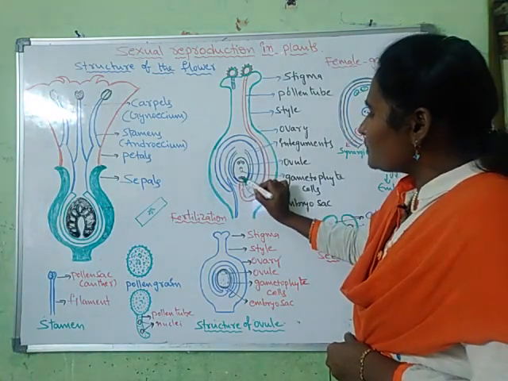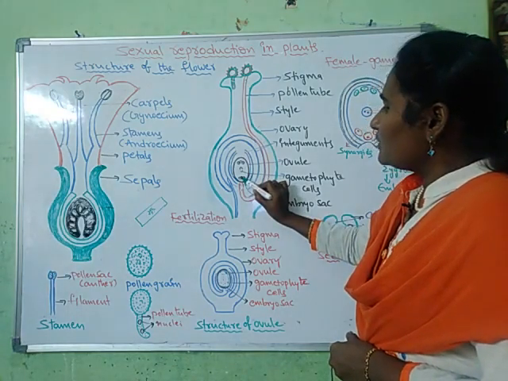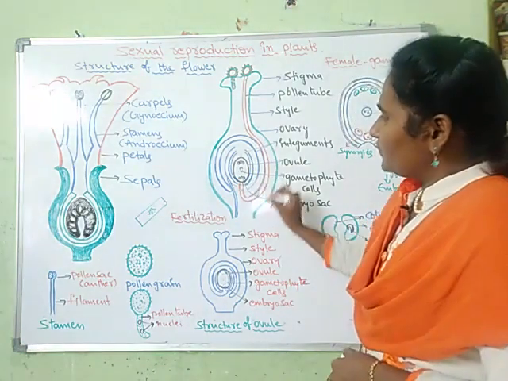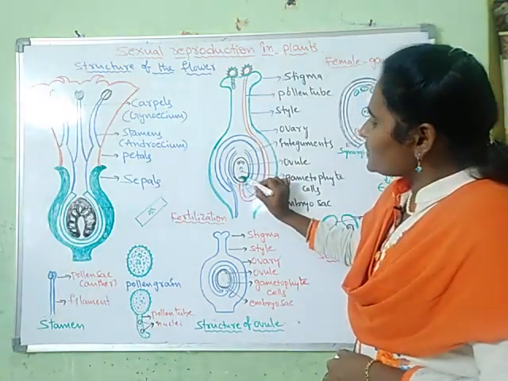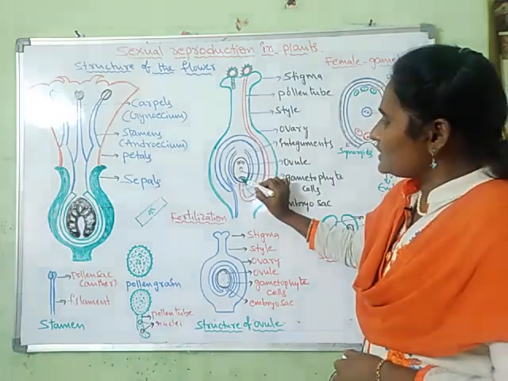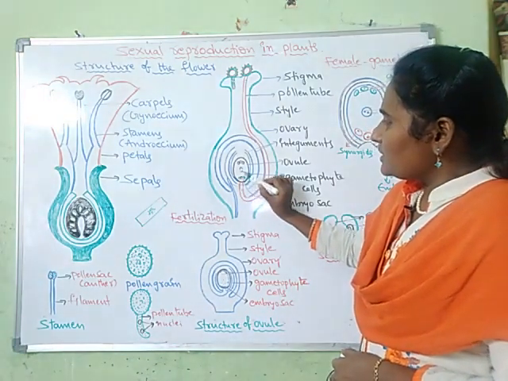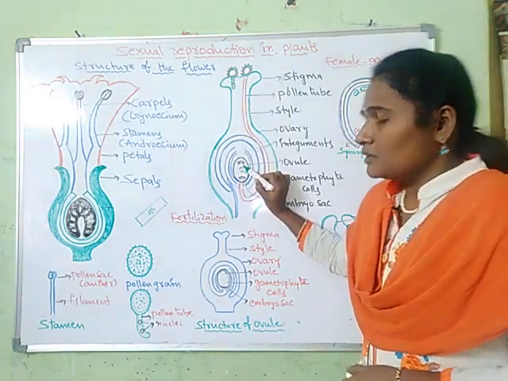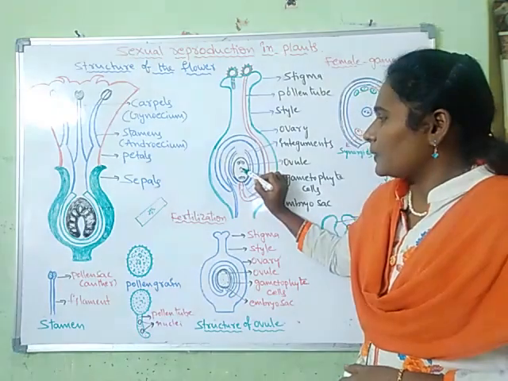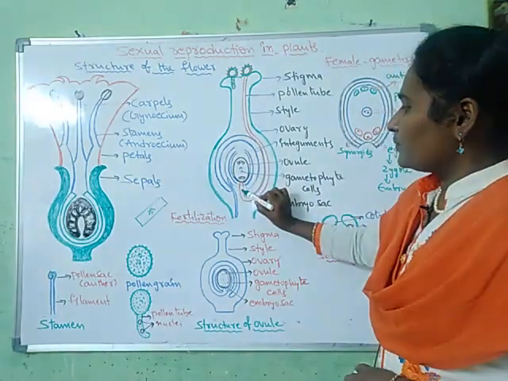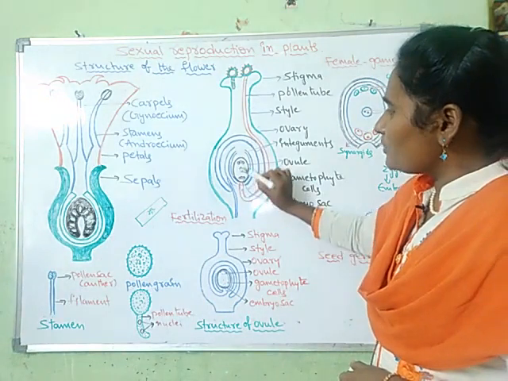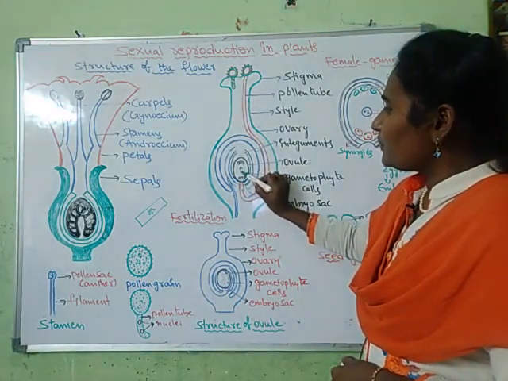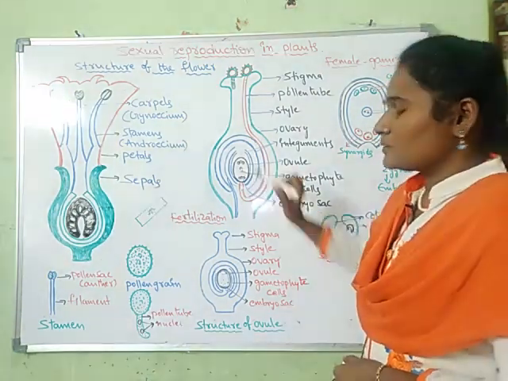1 sperm fuses with the egg cell and forms a zygote. At the time the egg cell is fertilized, the 2 polar nuclei combine to form a single fusion nucleus, and the other sperm deposited into the embryo sac by the pollen tube moves to the center and unites with the fusion nucleus.